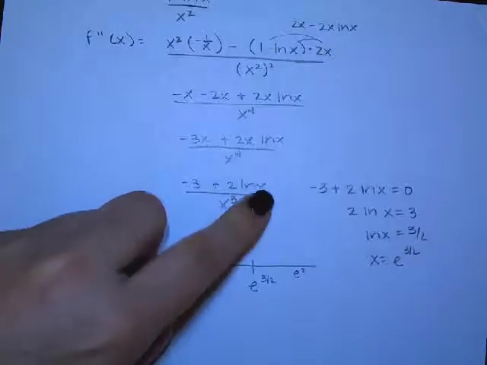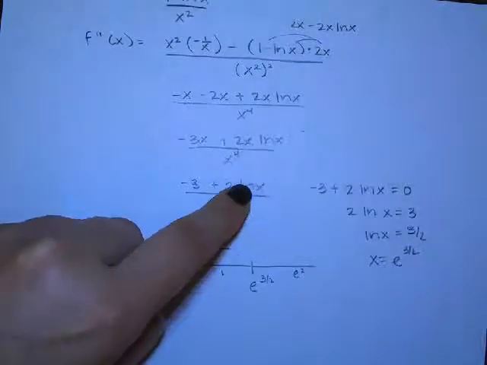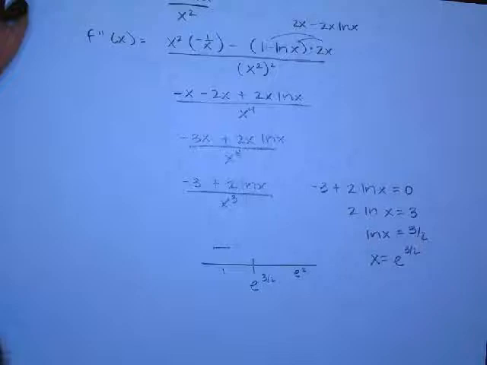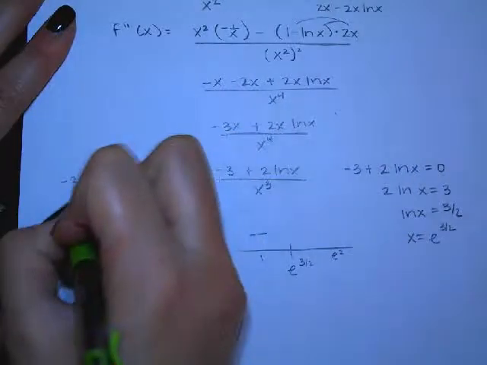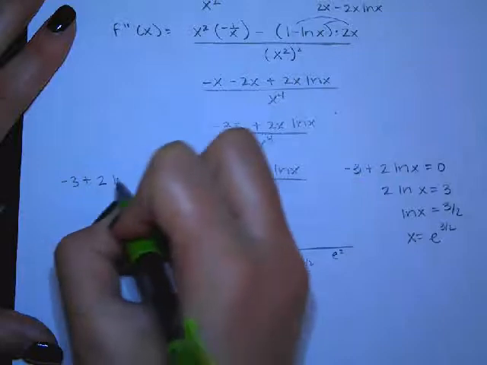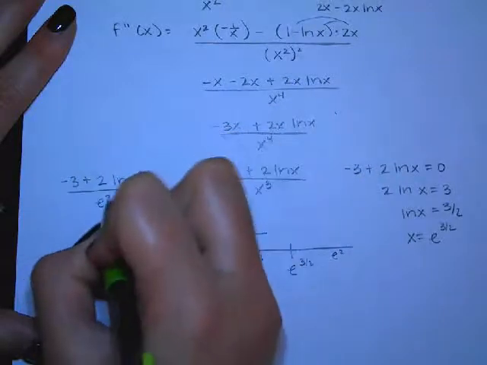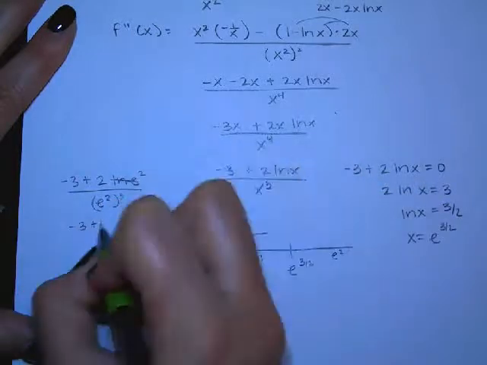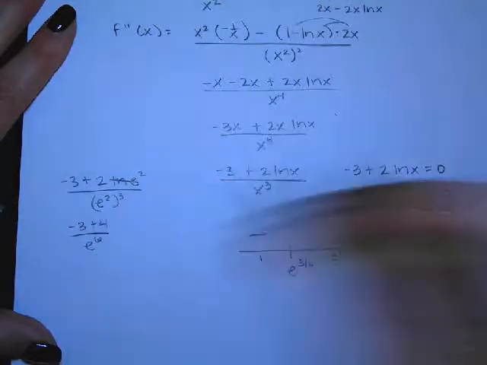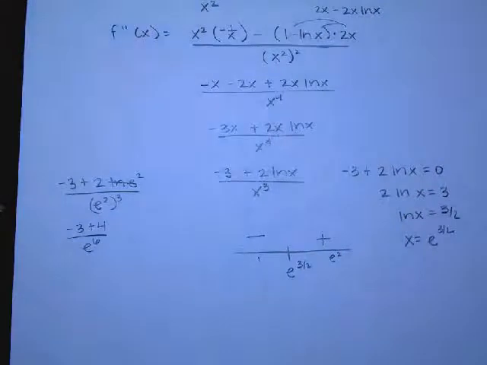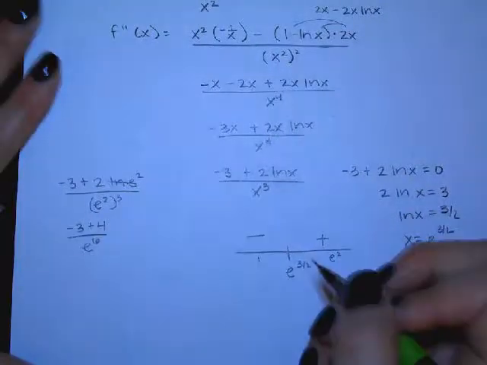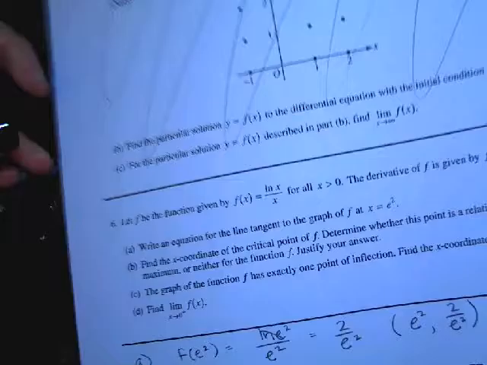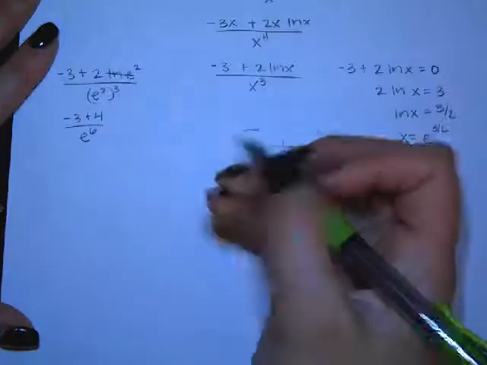If I plug in e to the second, then the ln and the e are going to cancel out, and I'm just going to have a 2 there. I'm going to end up with a 2 times 2, and actually I really should just write this out. So those cancel. Negative 3 plus 2 times 2 is 4. And so I get 1 over e to the 6, which is positive. So that's definitely where the point of inflection is. Find the x-coordinate of this point.